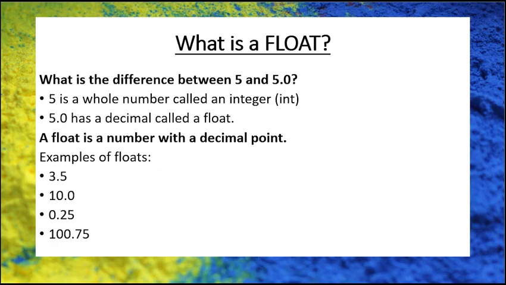What is a float? What is the difference between 5 and 5.0? 5 is a whole number called an integer. 5.0 is a decimal called a float. A float is a number with a decimal point. Here are some examples of floats.